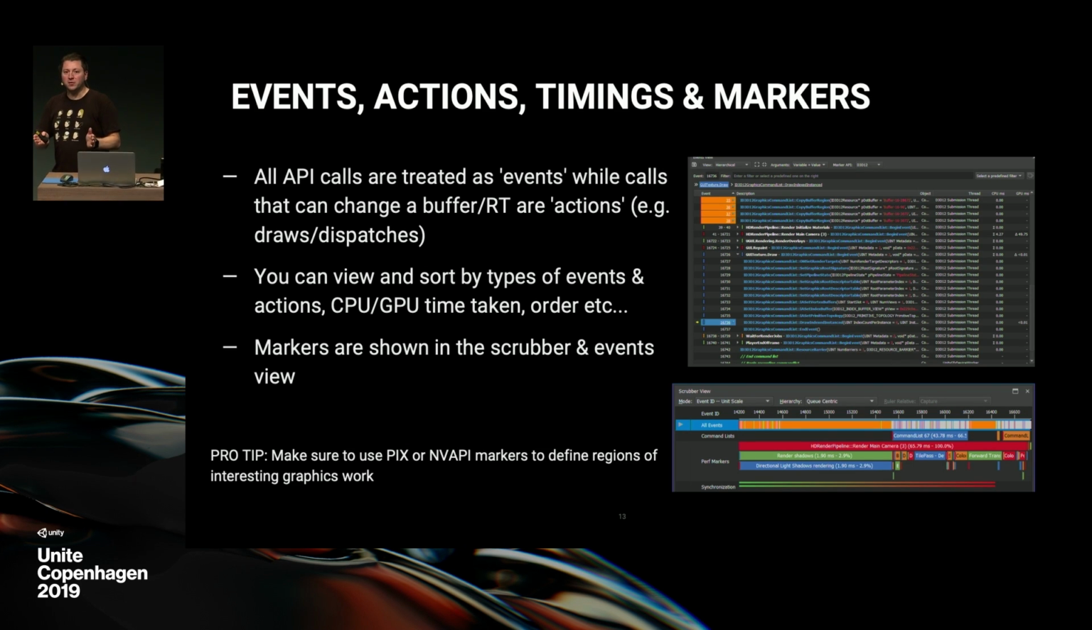You're in Nsight Graphics. You're debugging some stuff, and the first thing you want to look at is your events, right? Events, actions, timings, and markers. All API calls are treated as what we call events. We also have actions, which are effectively draws and dispatches, and these translate into a change in a buffer or render target. You can view all of these in the event viewer. You can sort by CPU utilization versus GPU utilization. You can sort by the order, and a bunch of great information.